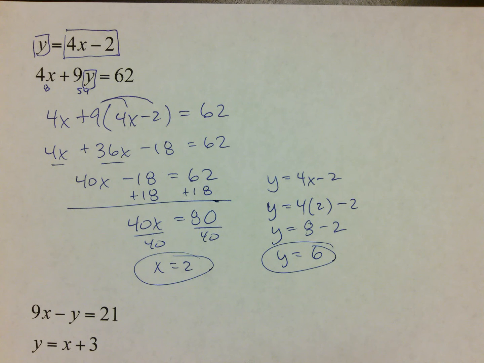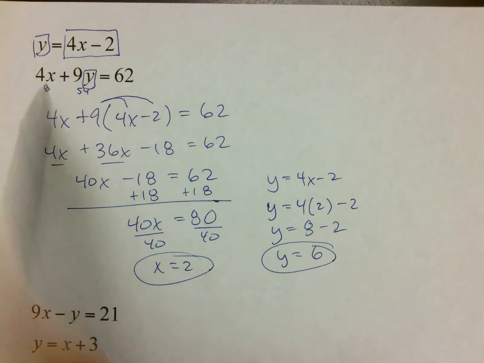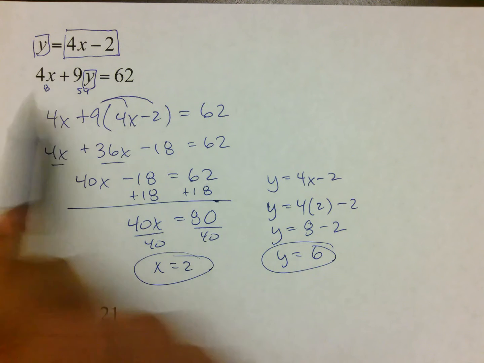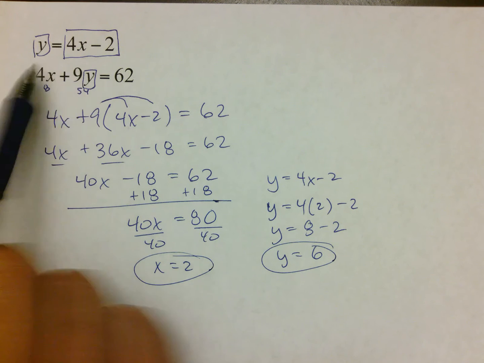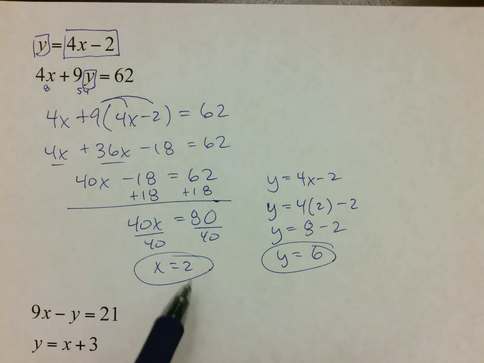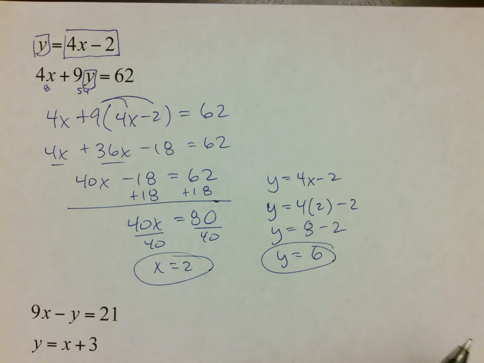So again, if you want to check to make sure you got it, all you have to do is literally just take the x, plug it in, see what you get, take the y, plug it in, see what you get, and make sure that everything is true. The reason we don't have to plug this in is because that's what we used, although you could say 2, 4 times 2 is 8, 8 minus 2 is 6.